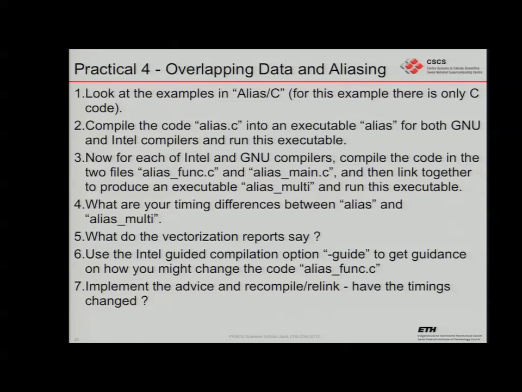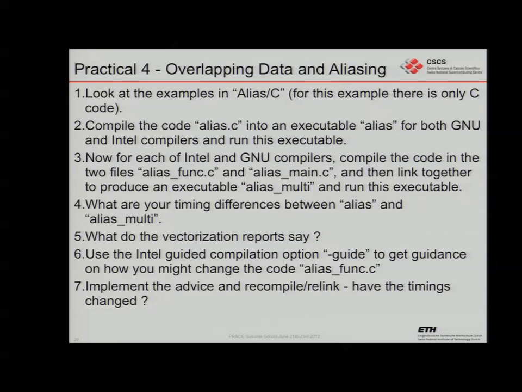So to answer the questions, were there timing differences between the code where it's all in one source file and when it's in two different source files? 1.8 times difference. Okay. So there was some exposure, it could see some optimization opportunity. With both compilers or with one? With both.